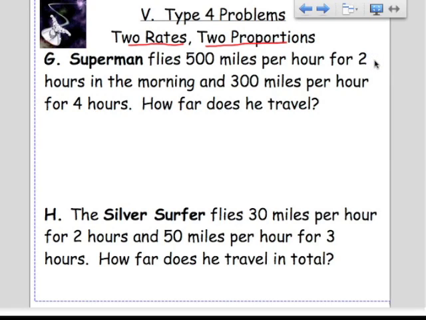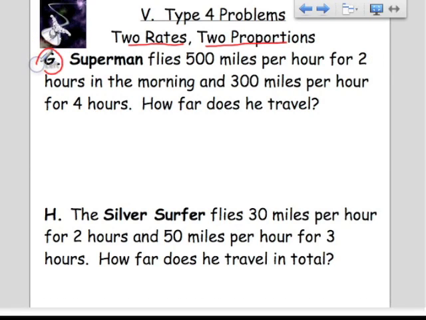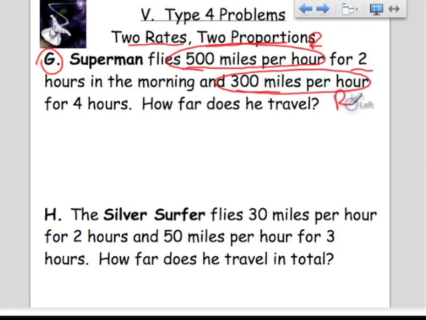So I'm going to start looking at G. Superman flies 500 miles per hour. So I see my first rate for 2 hours in the morning. And 300 miles per hour. So miles per hour, there's a second rate for 4 hours. How far does he travel?